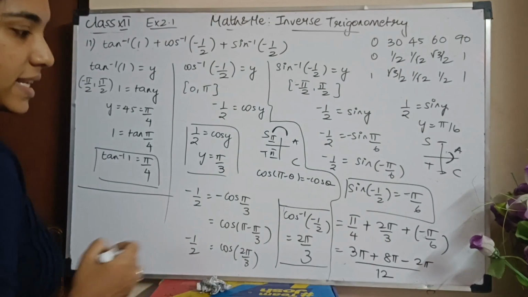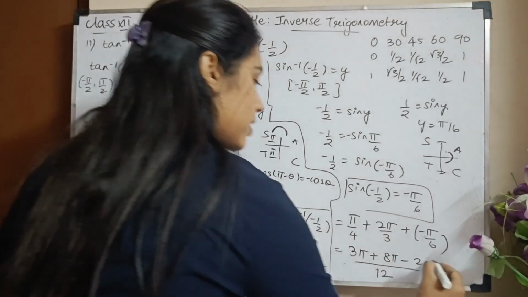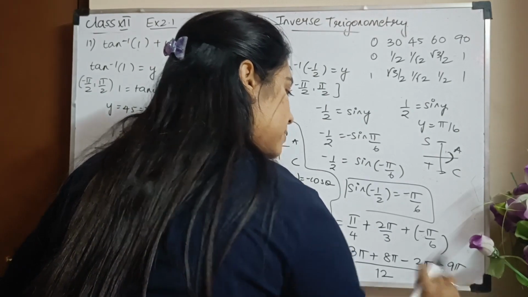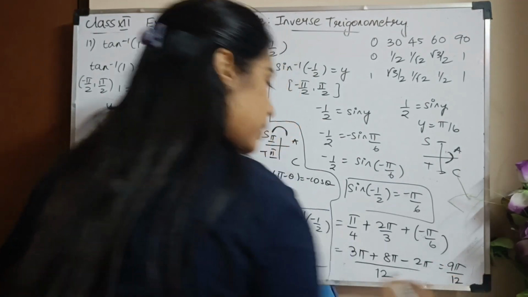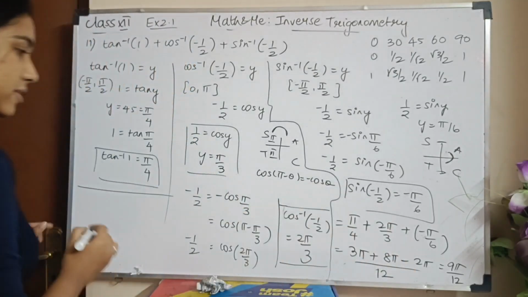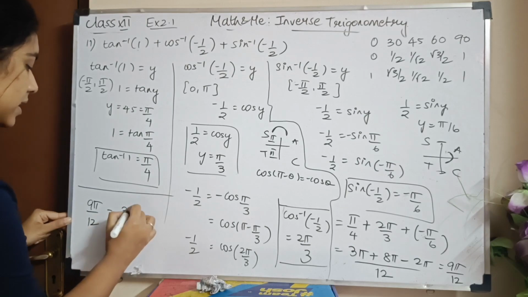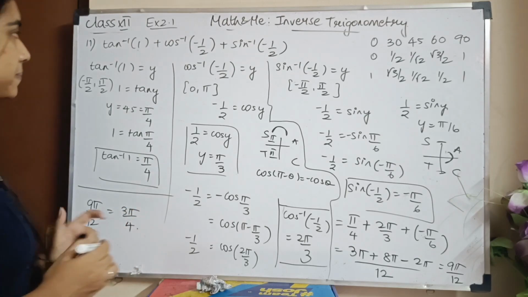8 plus 3 is 11. 11 minus 2 is 9. So I have 9 pi divided by 12. Dividing by 3, I will have 3 pi divided by 4. So I'll write the final answer here: 9 pi divided by 12, which is 3 pi divided by 4.